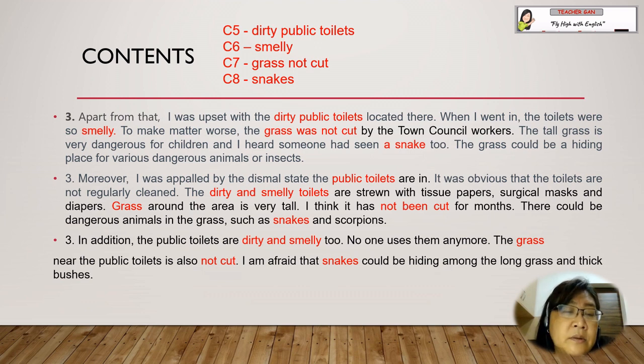The last example: in addition, the public toilets are dirty and smelly too. No one uses them anymore. The grass near the public toilets is also not cut. I'm afraid that snakes could be hiding among the long grass and thick bushes.